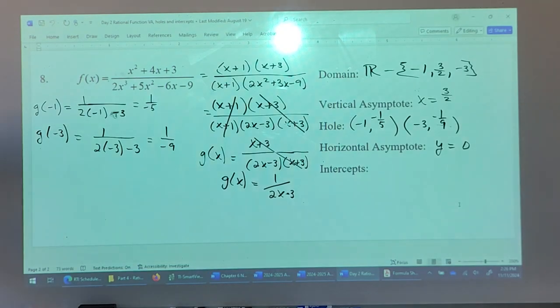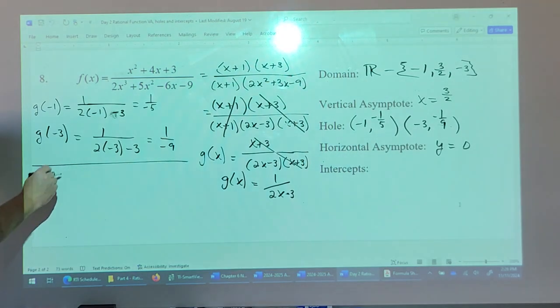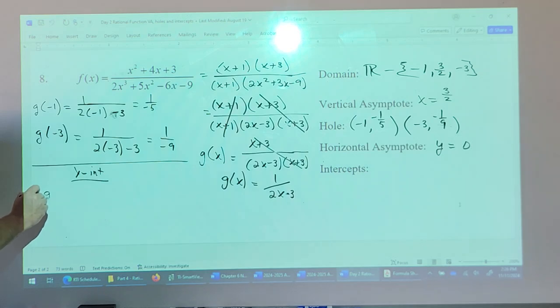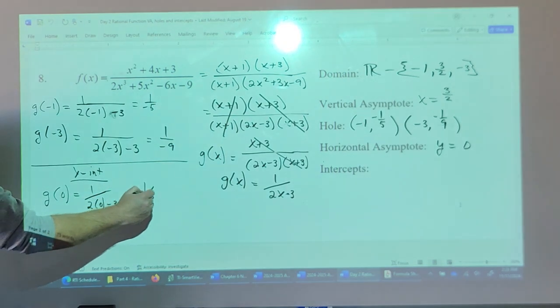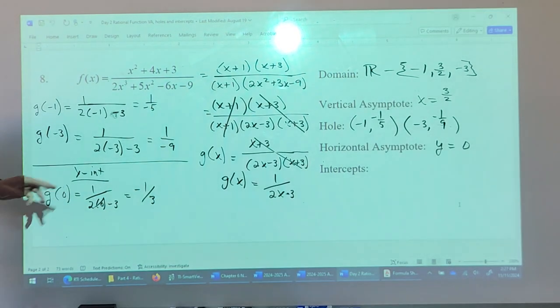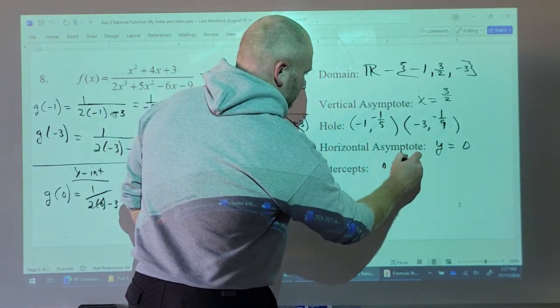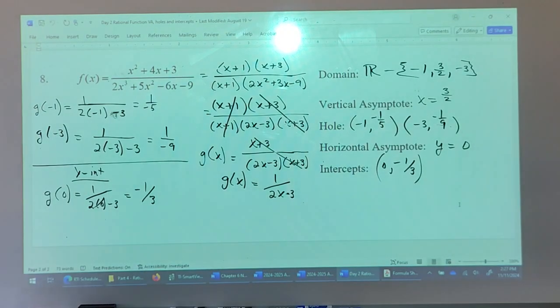Now, intercept-wise, so y-intercept, we want to know when does the function have an x value of 0? So 1 over 2 times 0 minus 3. So that's gone, so negative a third. So at 0, negative 1/3, there would be a y-intercept.